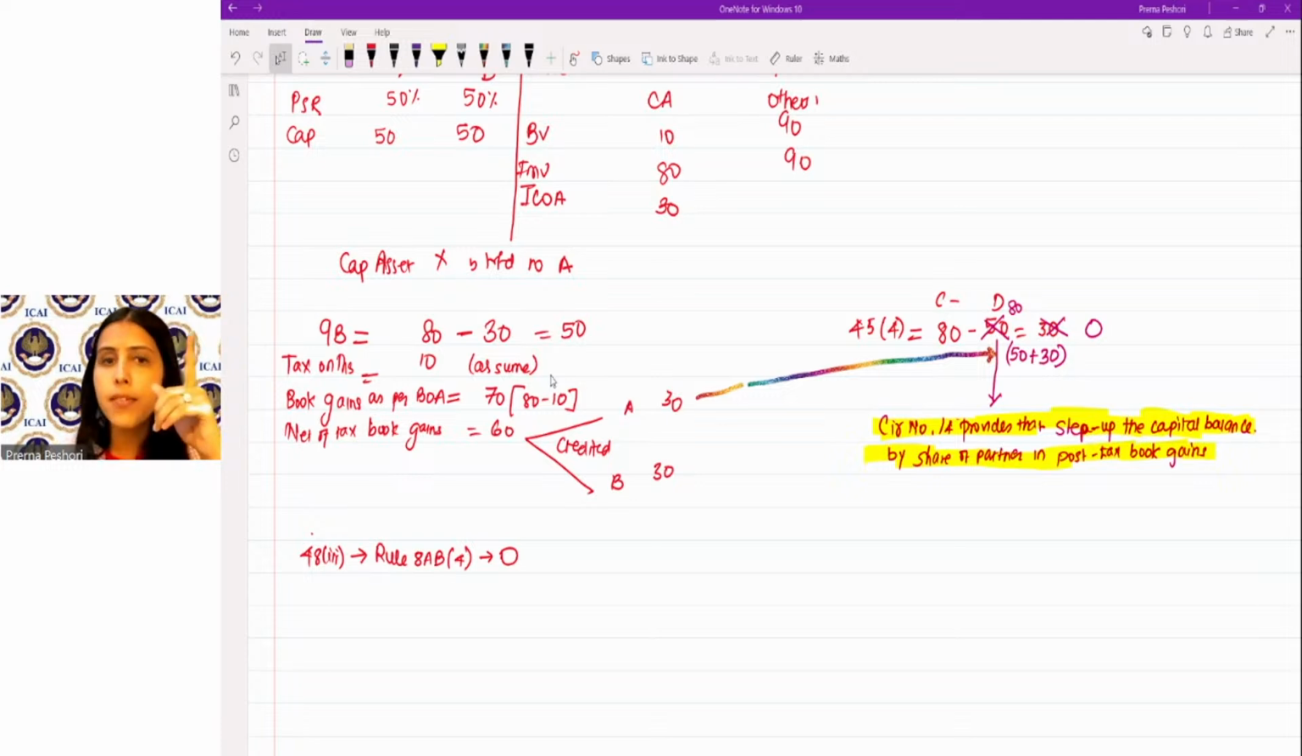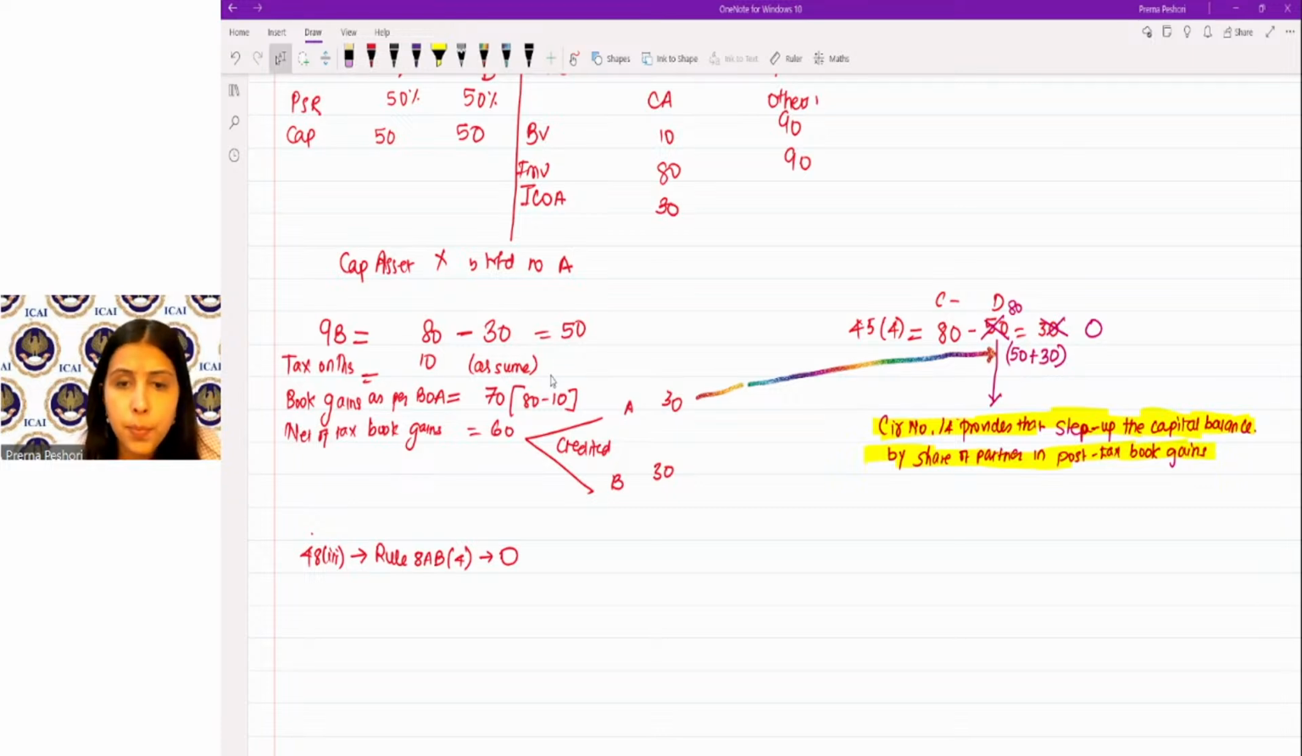Clear? This is very, very important. Yes or no, very quickly in the chat box. Do you want me to repeat once again? Bomik, we will come towards what happens if there's a self-generated goodwill.